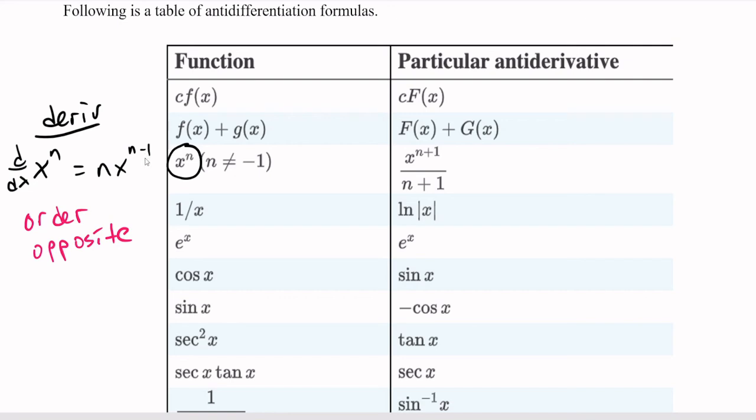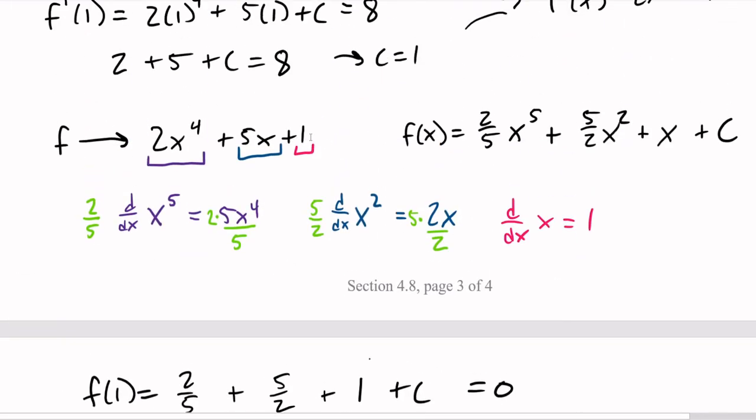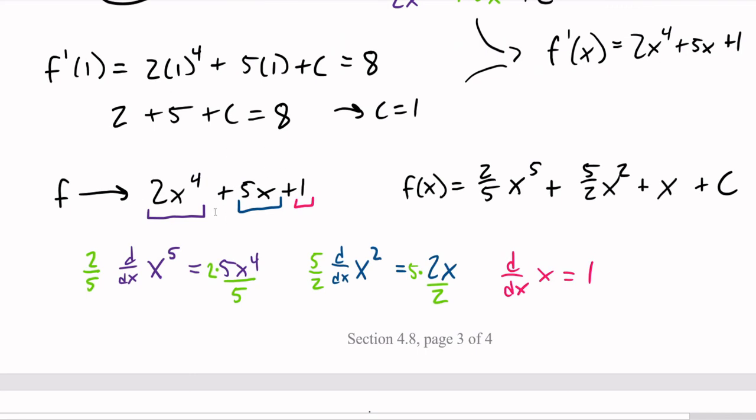Nope, this is the antiderivative. Everything's opposite. So when you're doing the antiderivative, you first add 1 to the power, then divide. But once you get this formula down, this is it. Every single one of those antiderivatives that we did up here that involved x to a power, go back and check that this is how it works.